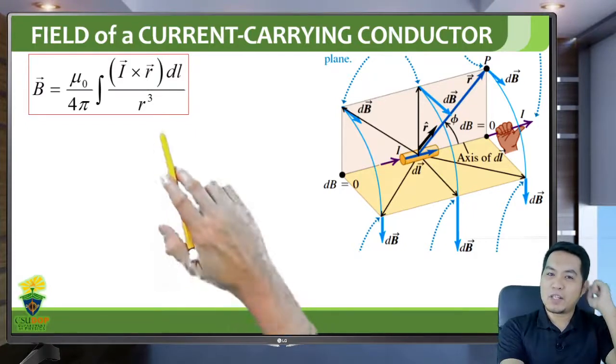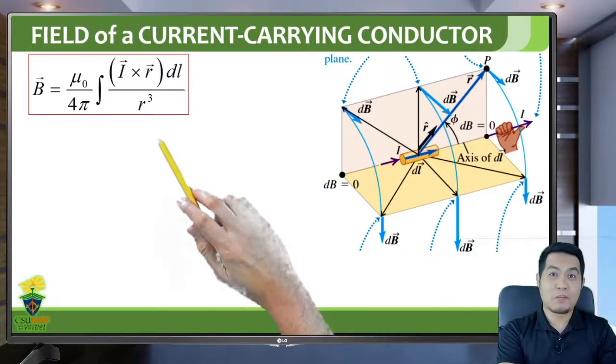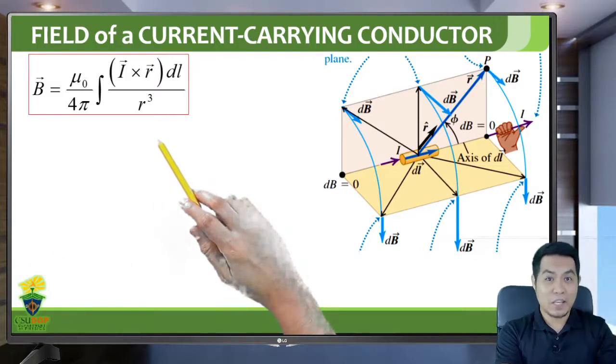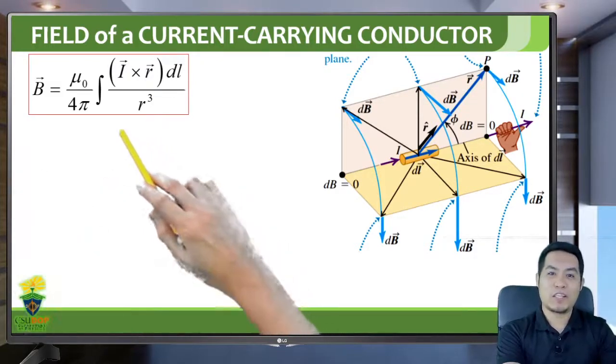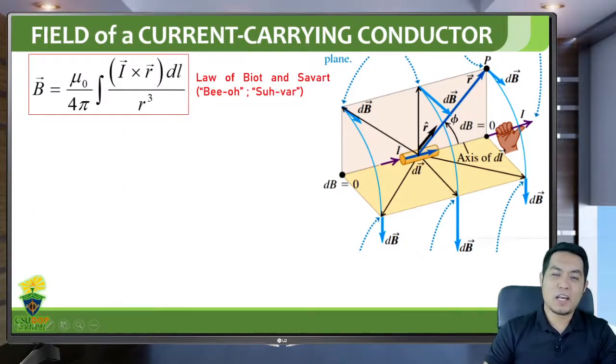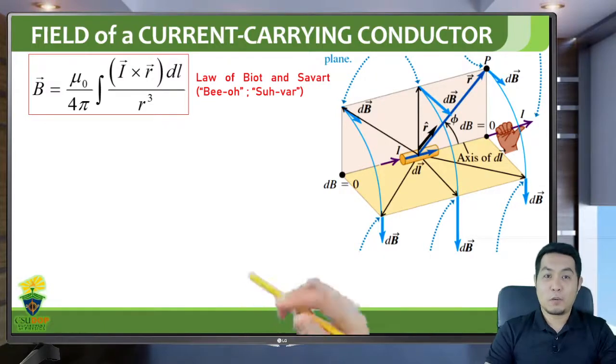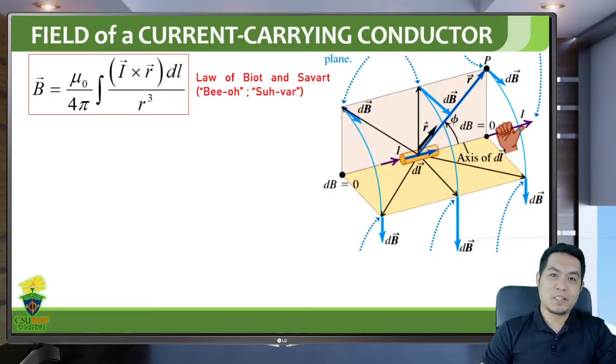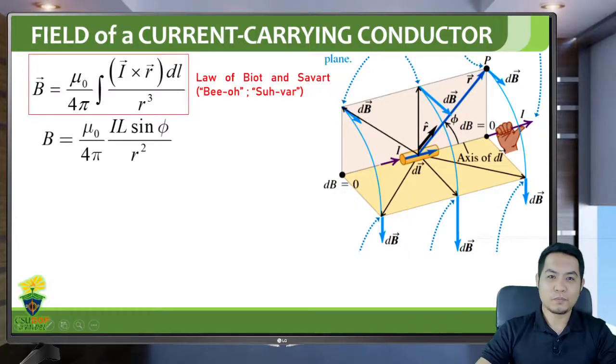This equation is derived from the equation for the magnetic field of a single moving charge. But if you now have a stream of moving charges, then you need to integrate over all of those moving charges, hence the integral here. This equation is called the law of Biot-Savart. Biot and Savart are the ones who derived this expression. Of course, the magnitude of this is just given by this equation.